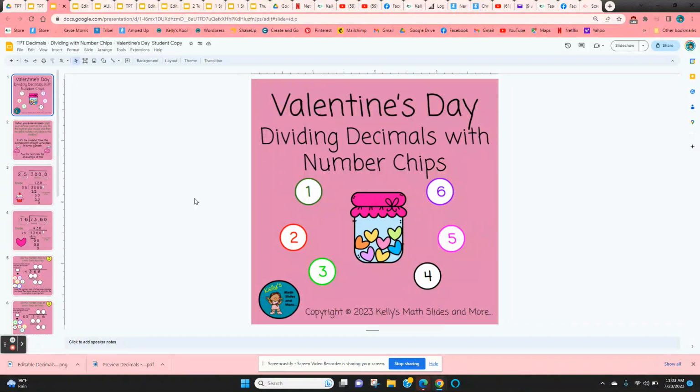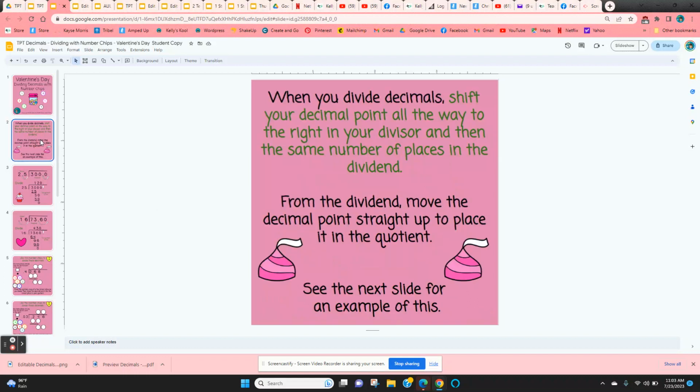Dividing decimals with numbered chips. This is the Valentine's Day version. So this is a digital lesson.